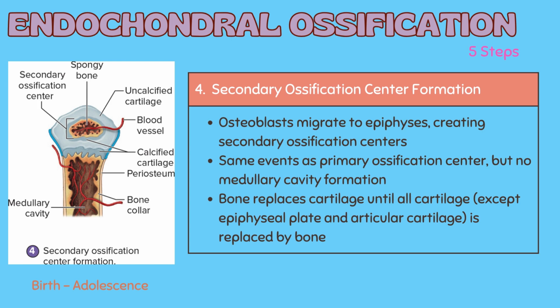The fourth step of endochondral ossification is the formation of the secondary ossification centers. This occurs from birth through adolescence. Osteoblasts migrate to the epiphyses and create secondary ossification centers. The events occurring at the secondary ossification centers are the same as those at the primary ossification center, except that the spaces in the epiphyses do not enlarge to form a medullary cavity. Bone replaces cartilage until all cartilage except for the epiphyseal plate and the articular cartilage has been replaced.